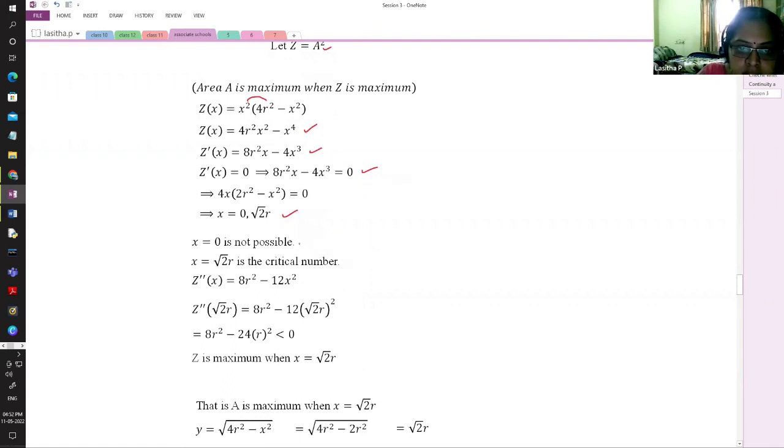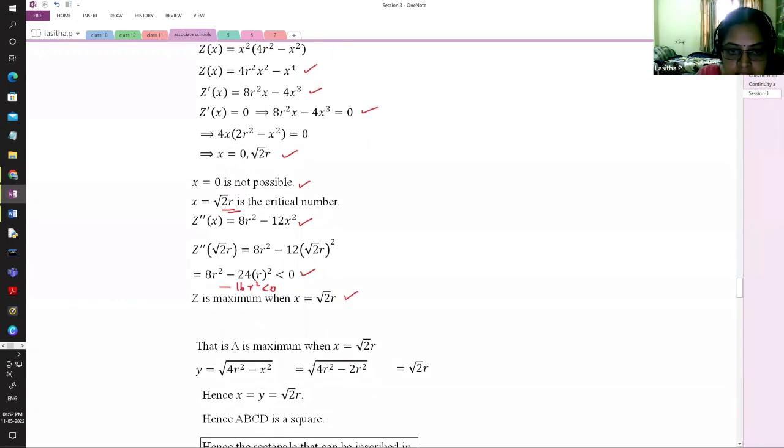Here x equal to 0 is not possible. We have to mention that. And so root 2 r is the required critical number. Substitute in the second derivative, and the second derivative will be lesser than 0. Here we are getting this as 16r square minus 32r square, which is less than 0. And so we can decide that this is a maximum point. At this point, maximum occurs.